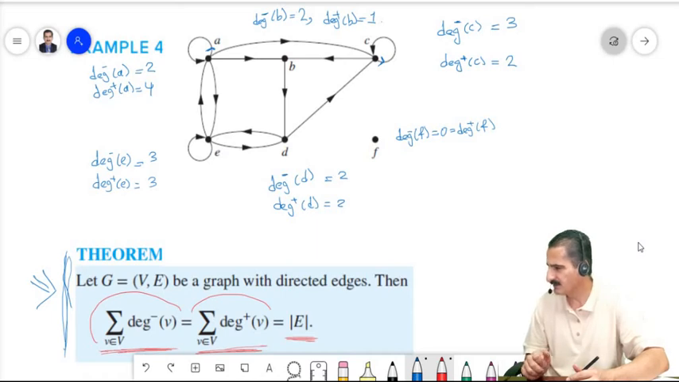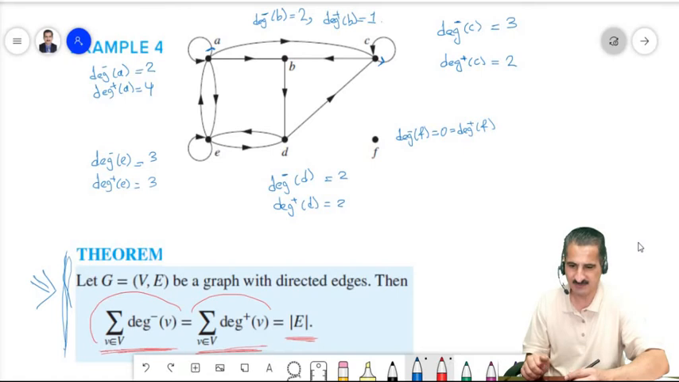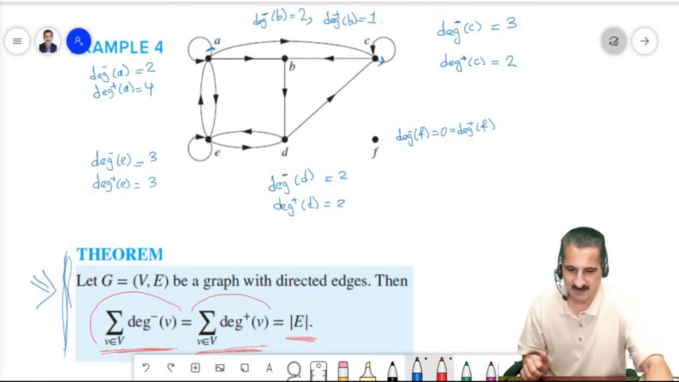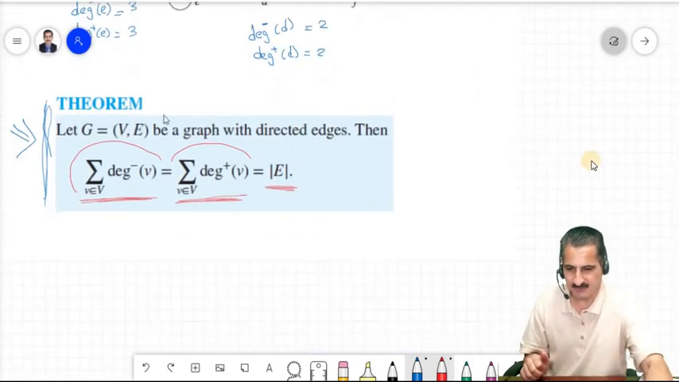Yes. Yes, Sumaya. We counted once as in, okay, and once as out. Thank you. Yeah. Your statement is very clear. Good. Thank you very much. So we got the idea of this theorem. Great.